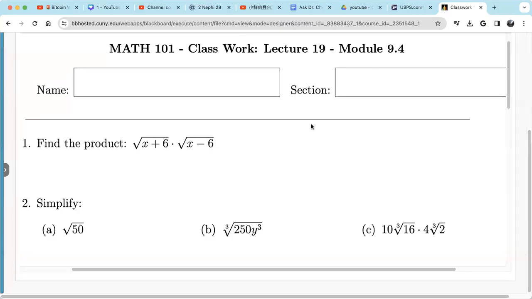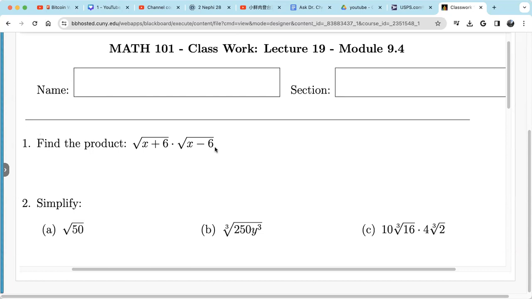Classwork 19. Let's see the first one. So we have square root of x plus 6 multiplied by square root of x minus 6.